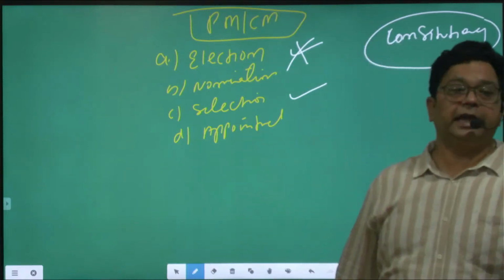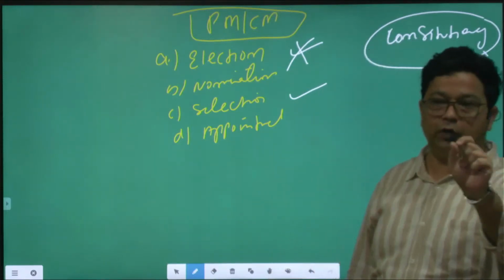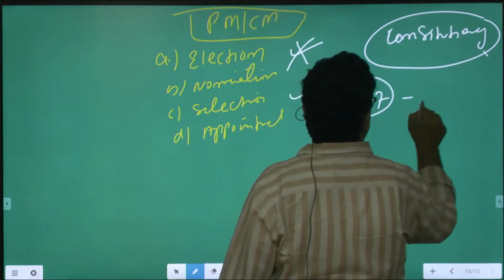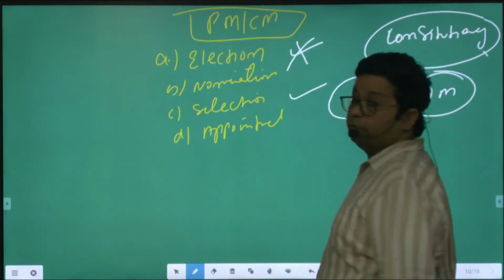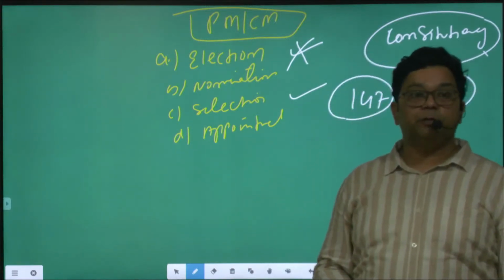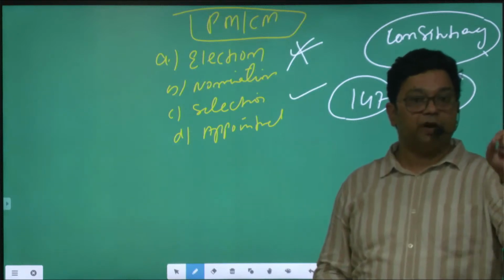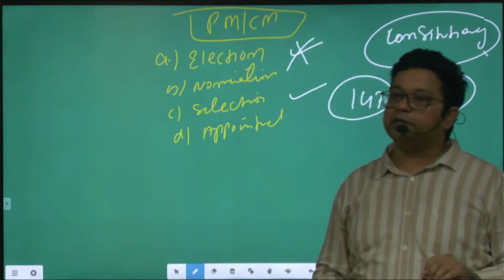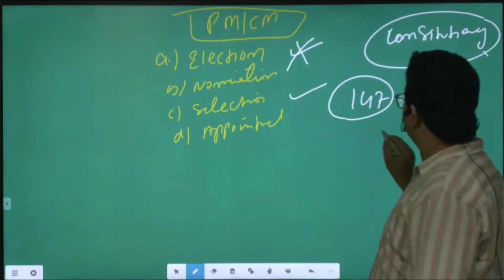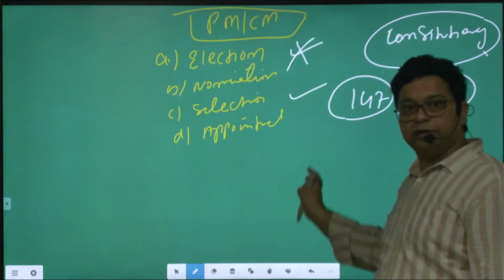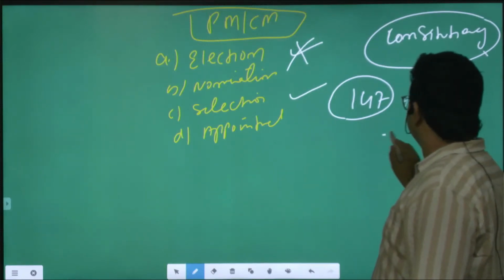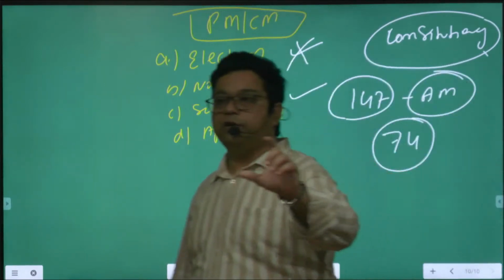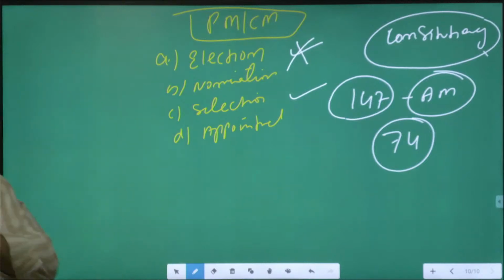Coming to your point. Now tell me the total number of seats in the Orissa legislative assembly. 147. Now to form a government it requires an absolute majority. Absolute majority means 50% plus 1 of the total strength of the house. So what will be the absolute majority? 74. Is it clear?